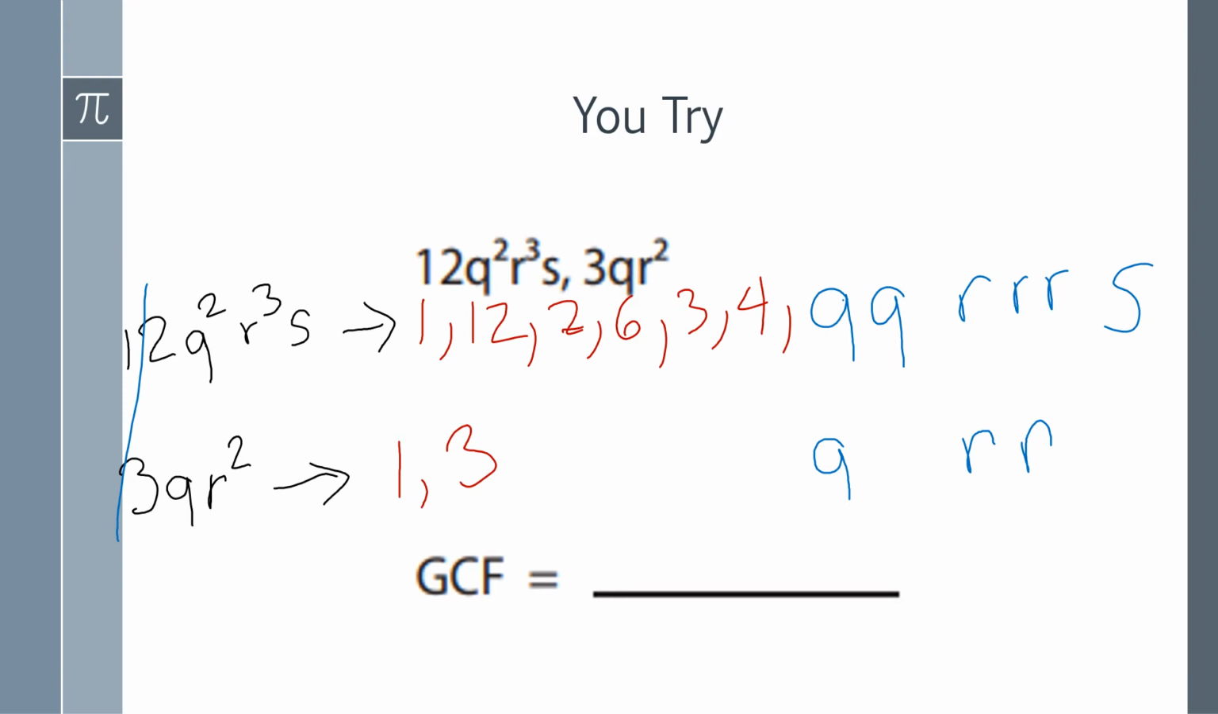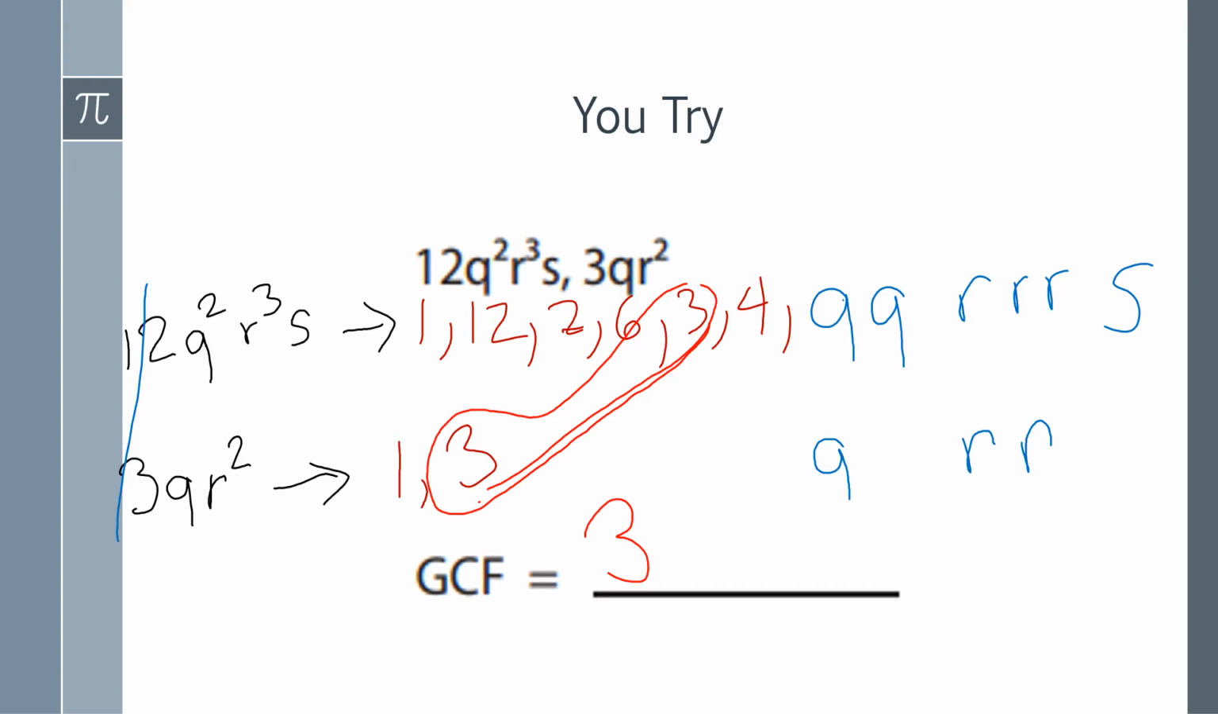So, what is the biggest in terms of the coefficients? Coefficients are the integers. What is the biggest coefficient that they have in common? The factor. They have a 3 in common. The biggest coefficient is 3. So you got 3 right here. Alright? What else do they have in common, both 12 and 3?